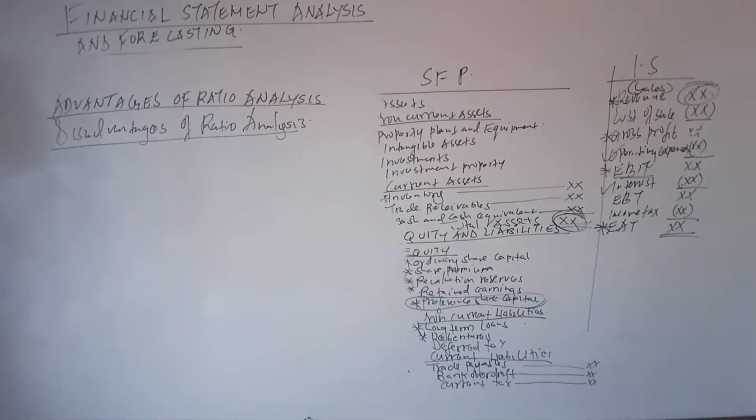Ratios ignore the effect of inflation, i.e., an increase in sales may be due to increase in selling price and hence may have nothing to do with increased performance.